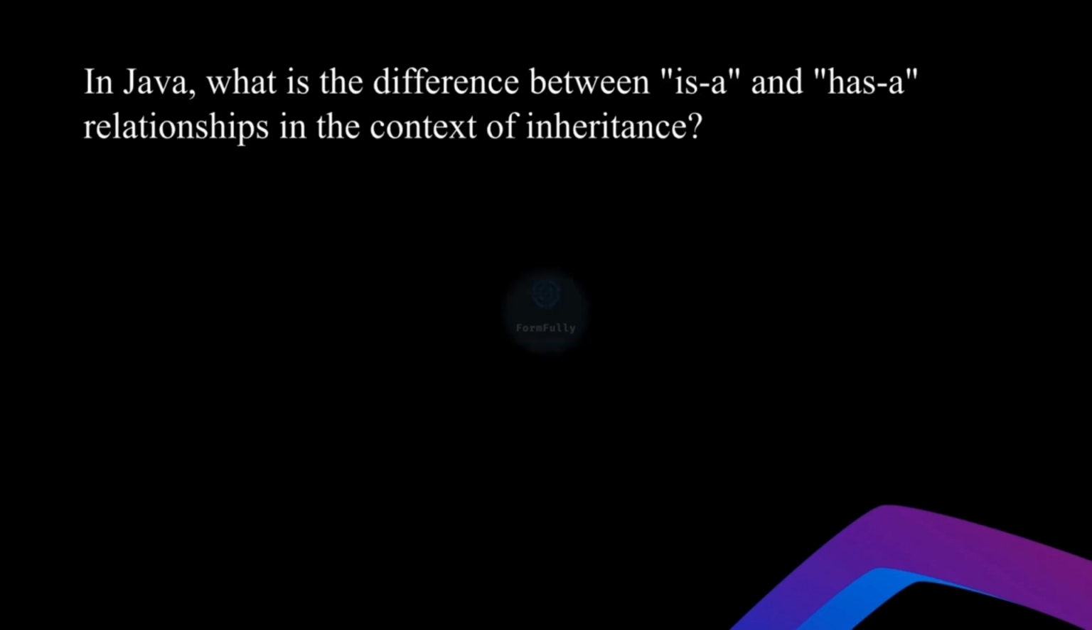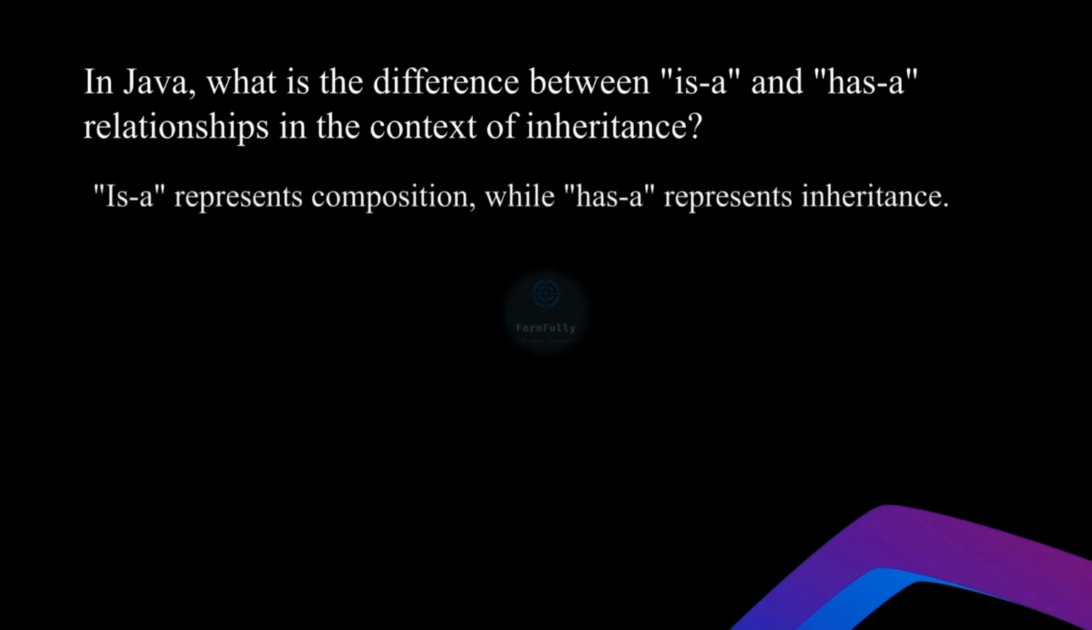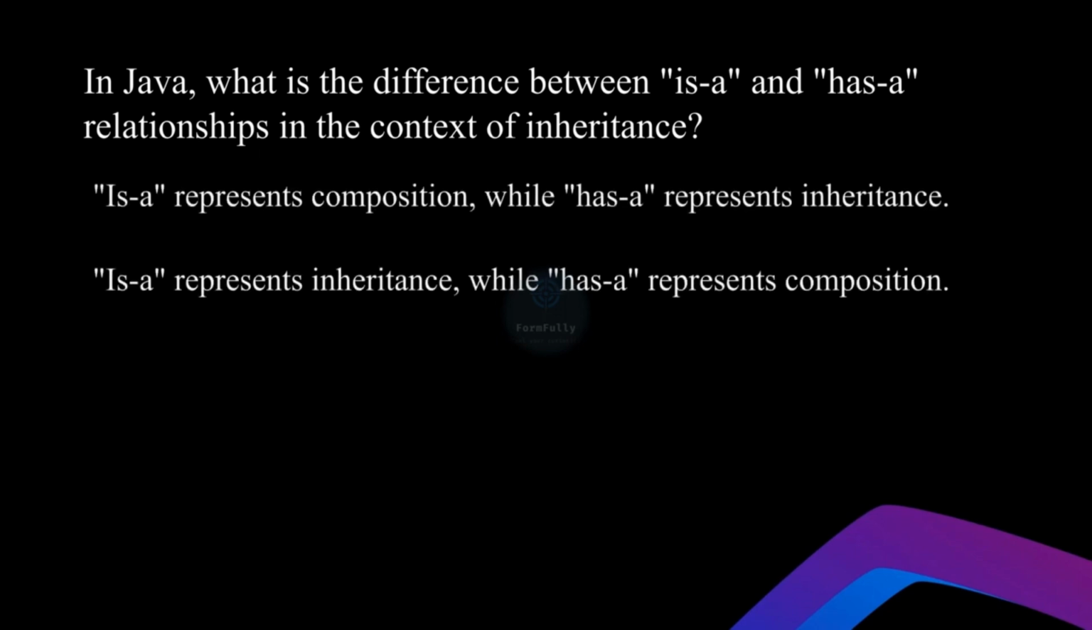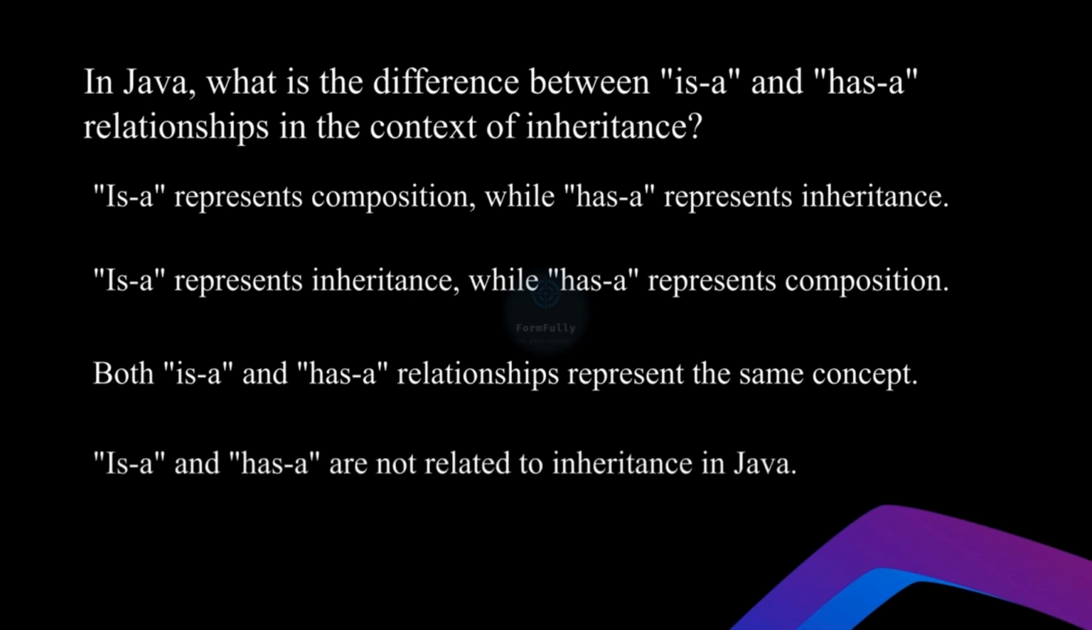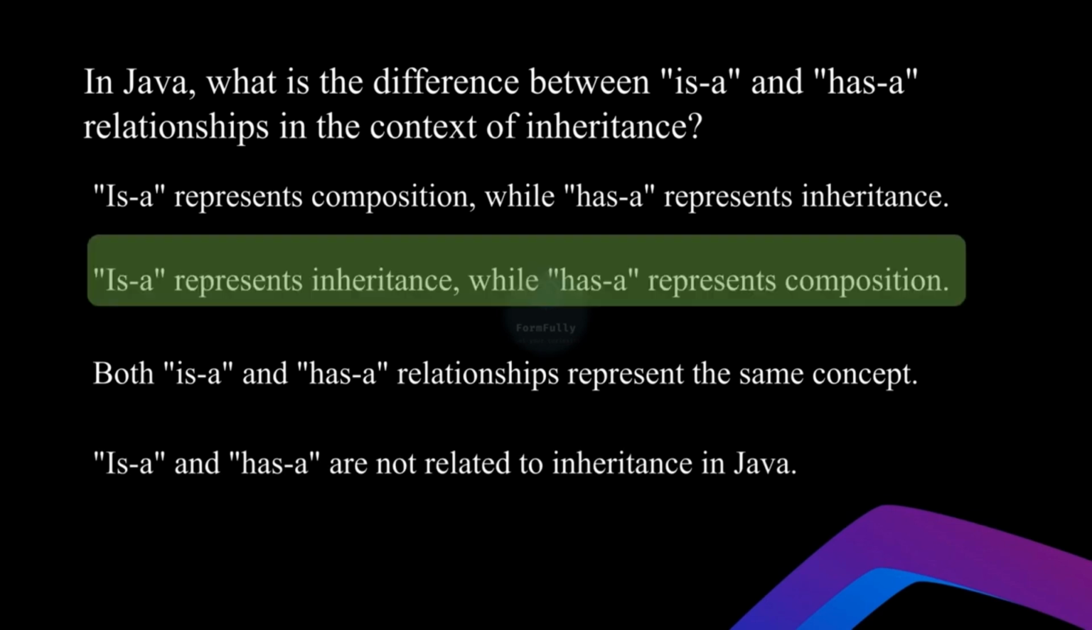Next question. In Java, what is the difference between is-a and has-a relationships in the context of inheritance? Options are: is-a represents composition while has-a represents inheritance. Is-a represents inheritance while has-a represents composition. Both is-a and has-a relationships represent the same concepts. Is-a and has-a are not related to inheritance in Java. Here the correct option is B.